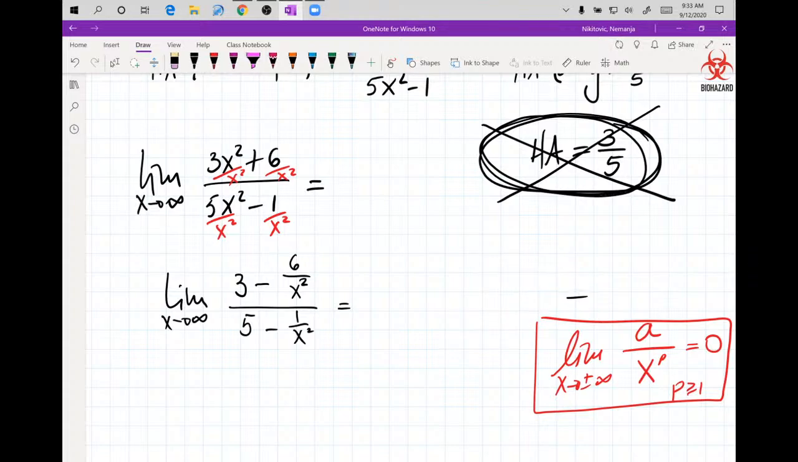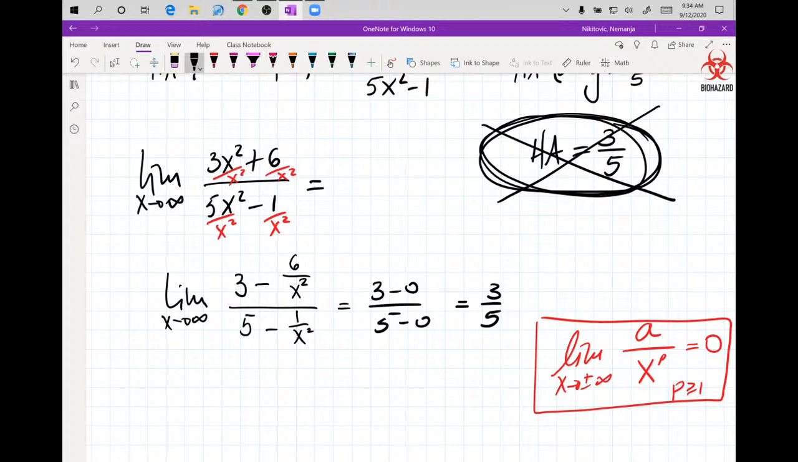I don't need this anymore. So now we see that this all matches, right? It all matches now. And what do I get here? I get 3 minus 0 over 5 minus 0, which is 3/5. So I don't need to have those rules memorized anymore. I can now solve the problem by remembering that if I have polynomials, I divide with the exponent, the highest exponent in the problem.